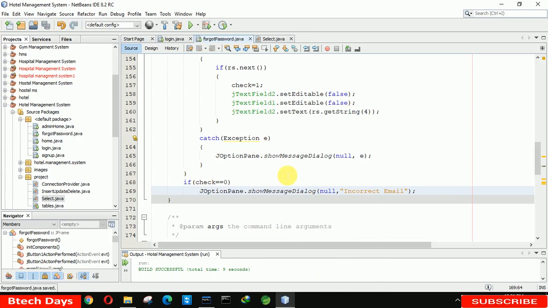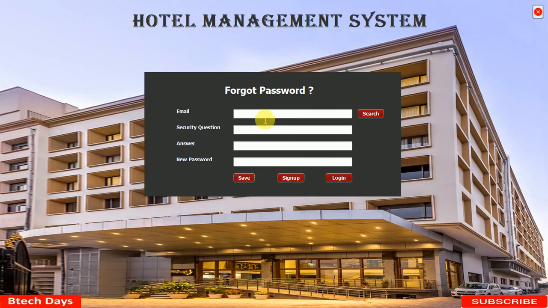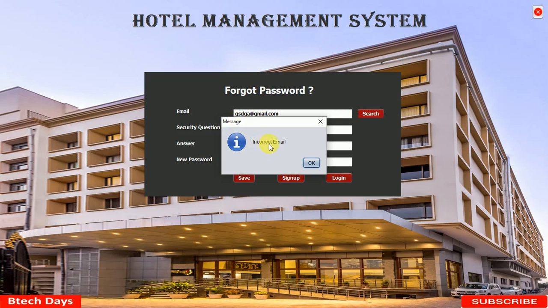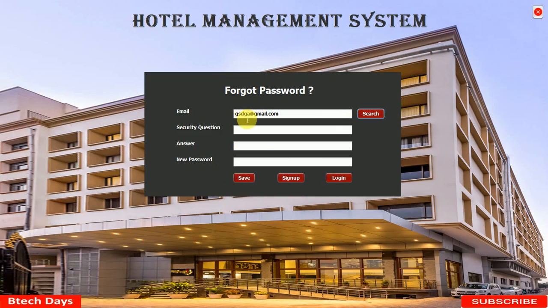So let's check whether it's working or not. So it's running. Okay, let's try with an email that does not exist. Okay, let's go for search. You can see we are getting a message that incorrect email. Okay, let's try with the correct email address. So gaurav@gmail.com. Let's search it. You can see we are able to see a security question. What was your first car? So it means that this search button is working fine.